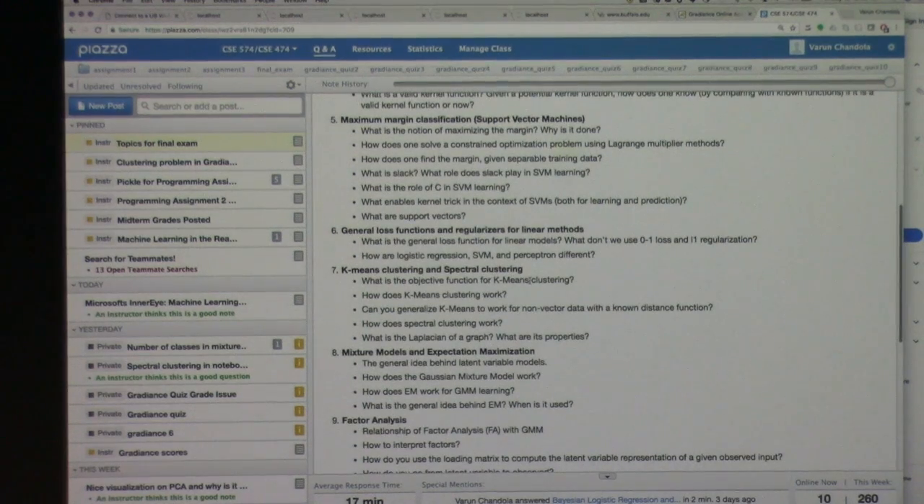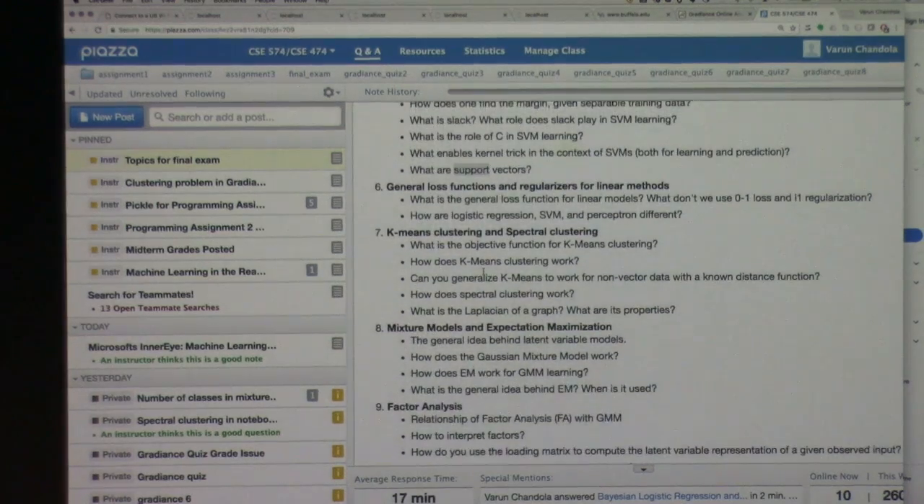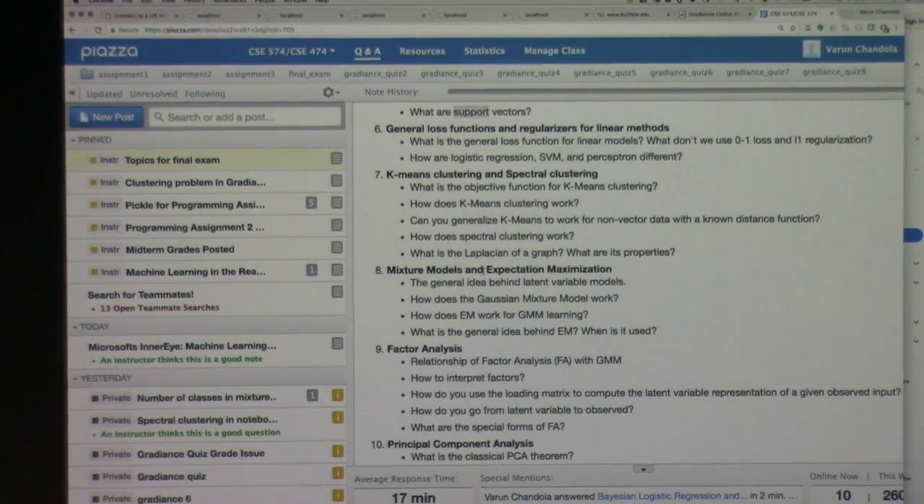Okay, so that was the slack we talked about, and the role of C in SVM learning. I think you're fairly comfortable with this from the programming assignment. This controls the bias-variance tradeoff: how complicated your surface is versus how much training error you're ready to accept. Of course, we also talked about the kernel trick and support vectors. Any questions before I jump to the next topic?